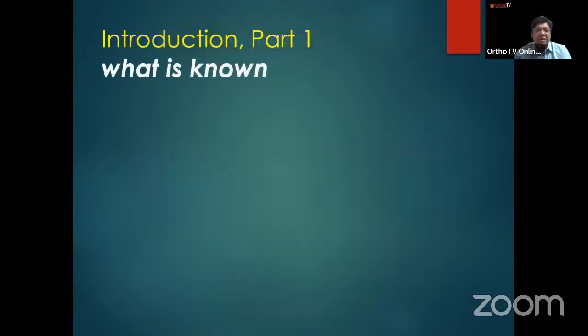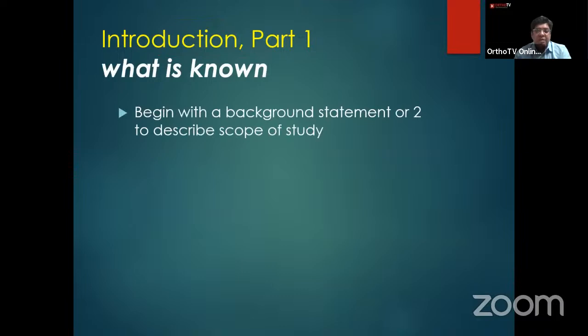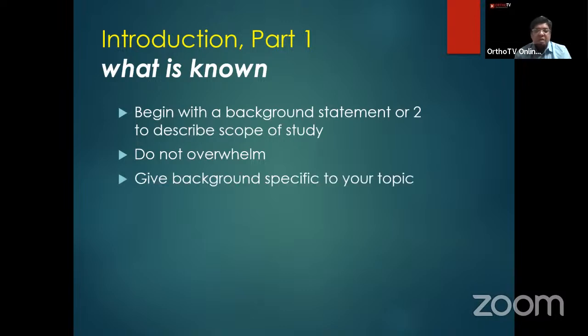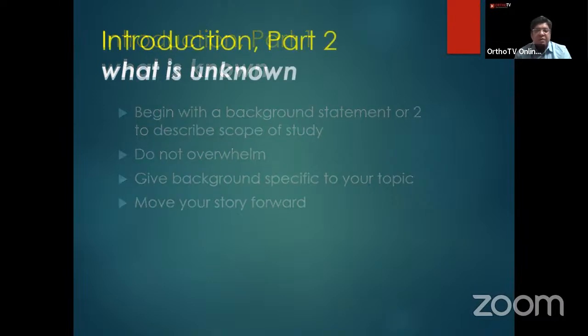So introduction part one, what is known. Begin with a background statement, one or two sentences, describing the scope of the study. A lot of people try to describe the historical aspect of the disease they are studying. Don't do that. Introduction is very focused. You have to define the knowledge gap that you are trying to address. You can talk about this in one or two sentences and move your story forward.